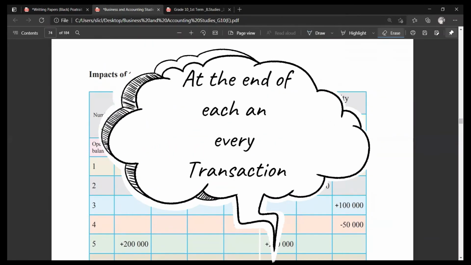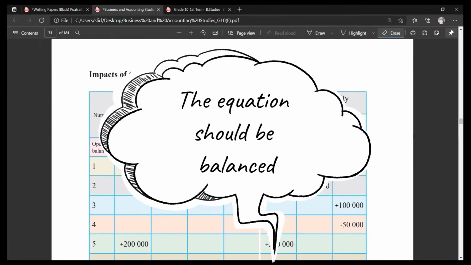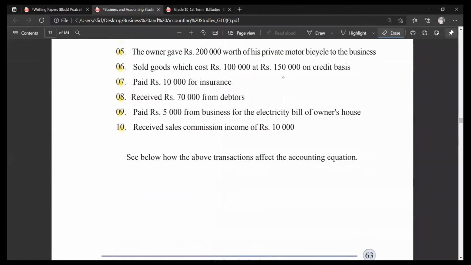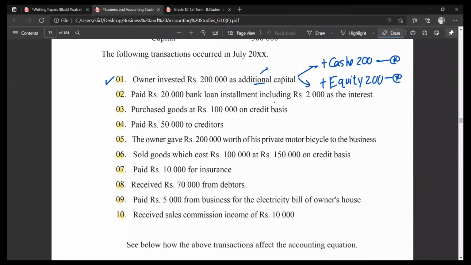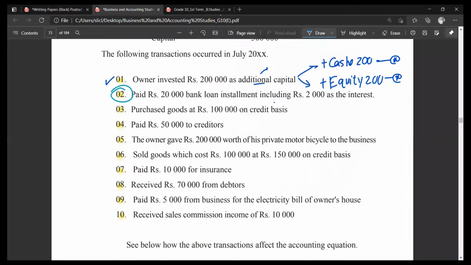It should be balanced. The accounting equation should always be balanced for each and every transaction. That's why there is a dual impact. Okay, got it? The second one is a little bit confusing, so I'll explain this.